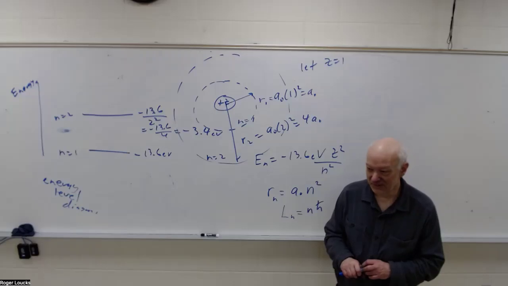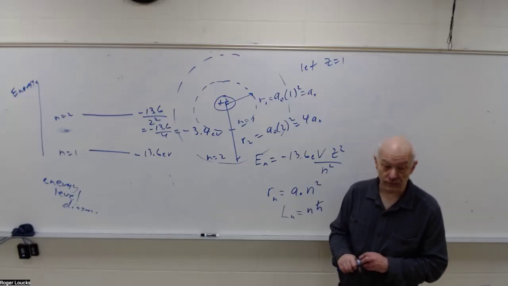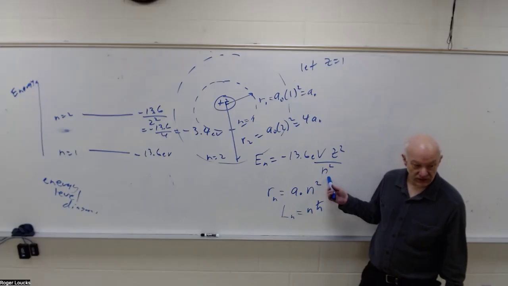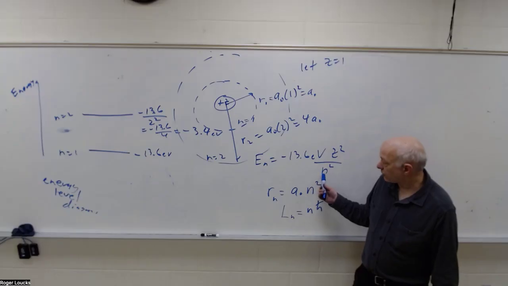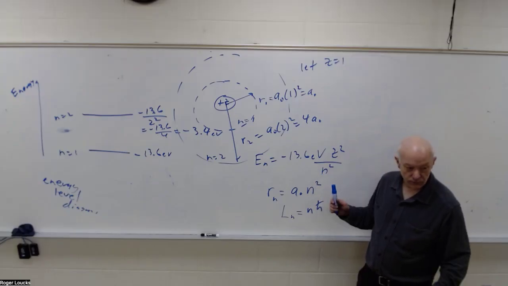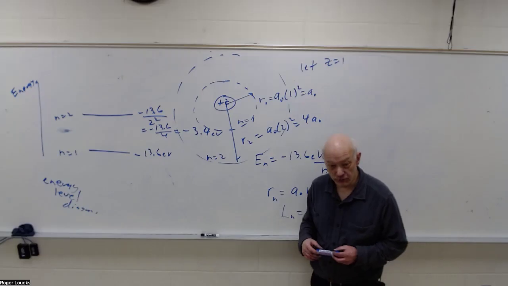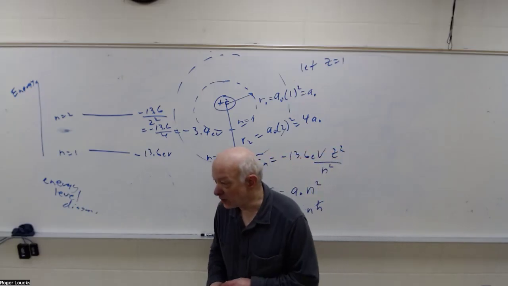What's the biggest value n can get? Can it be 0? It can never be 0. How come? If we put a 0 in here, you get negative infinity, and it's always a positive n. What's the largest n can be, if it's an integer? What's the largest positive integer? Infinity.